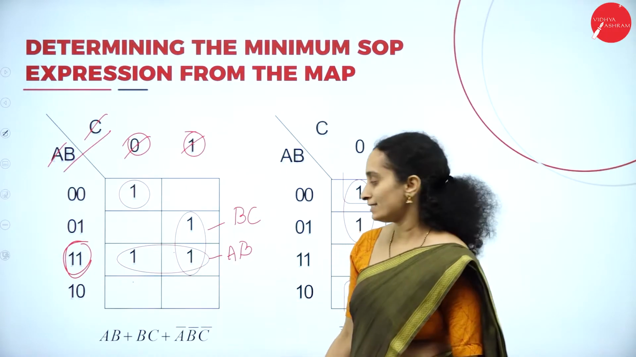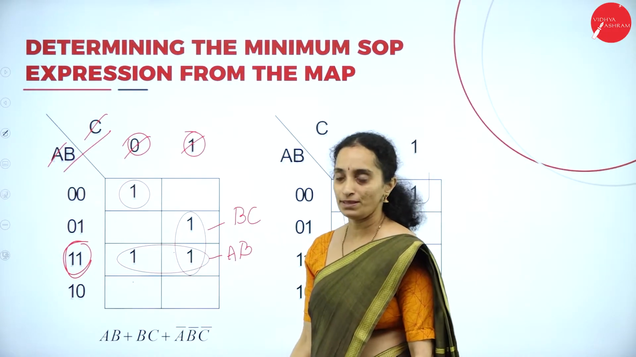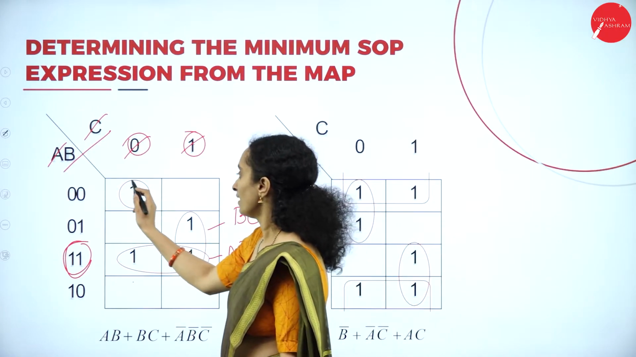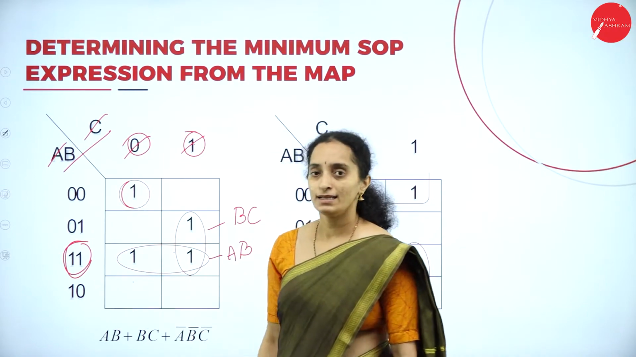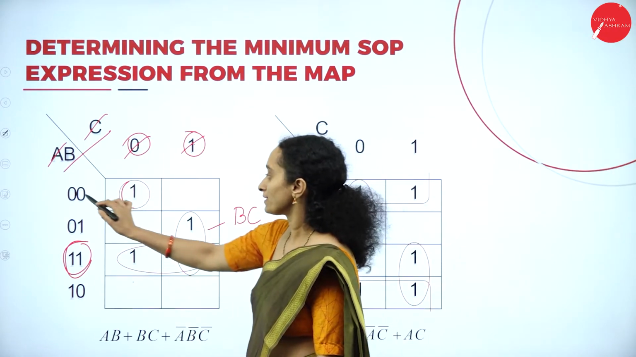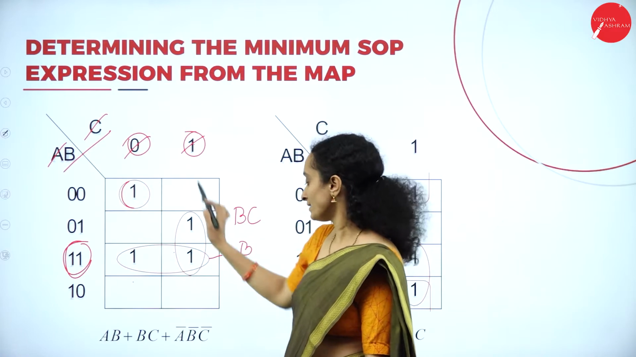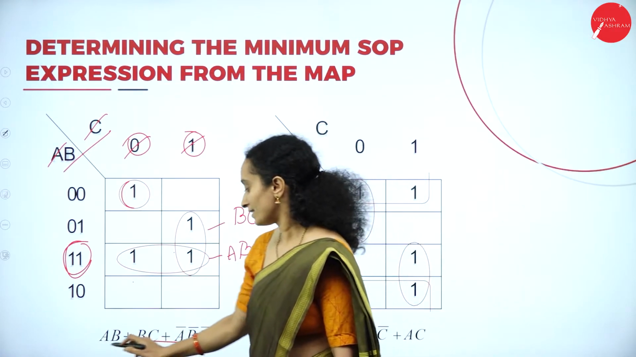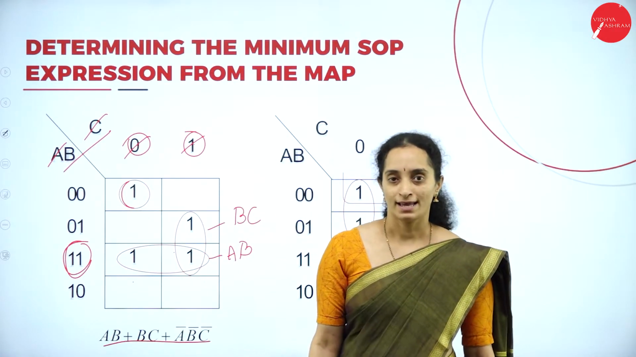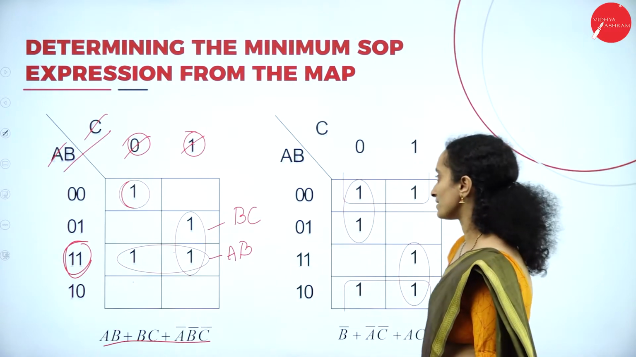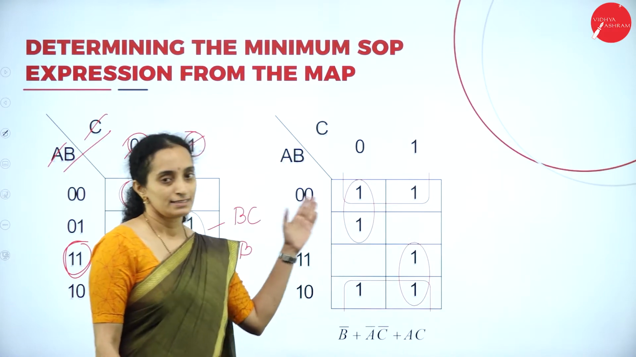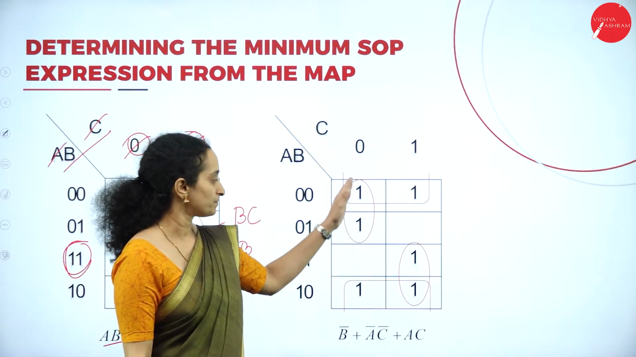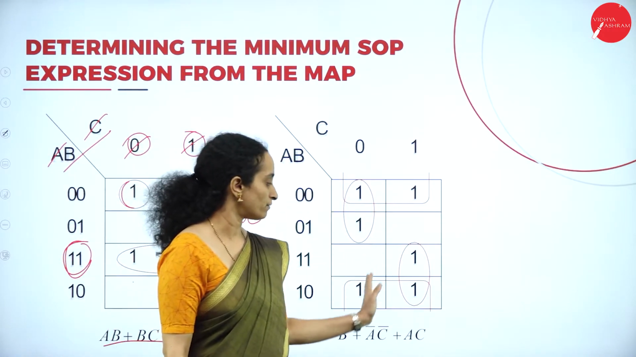The expression is A into B. Now, what remains is this one with all three in the complement form, that is A dash into B dash into C dash. This is the final simplified expression. Alright. We have another example of three variables, that is 1, 1, 1, 1, 1, 1.